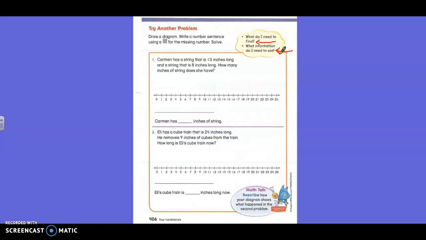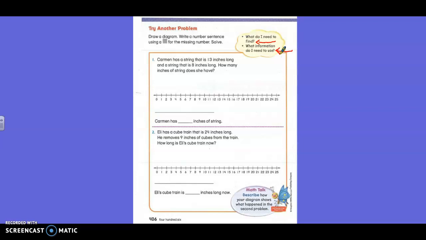Are there any words in here that help you figure out that we're going to subtract? Is there anything that's like remove or take away or anything like that on this problem, boys and girls? So what do you think she's going to do? It says she has a string that is 13 inches and another string that's 8 inches. They want to know how many inches of string she has with both of those. So we are going to do what, everyone? Addition. We are going to do addition.